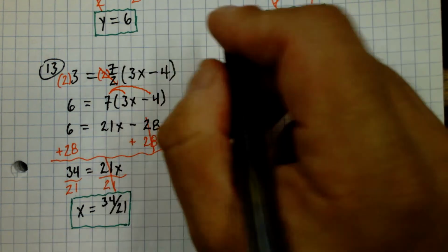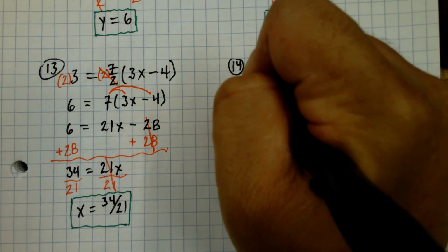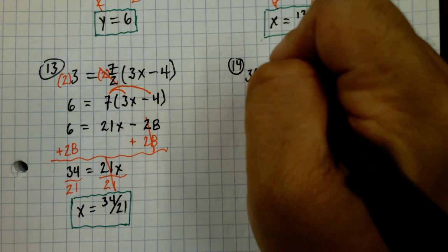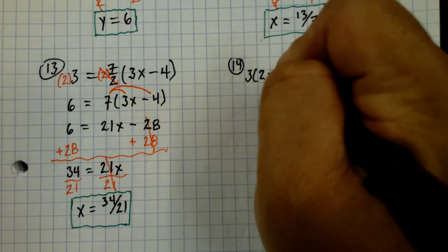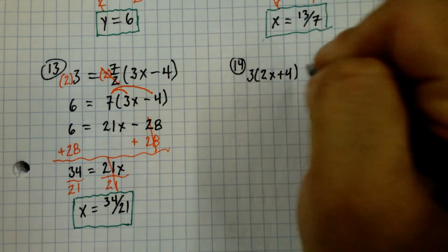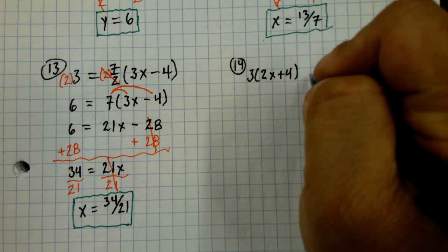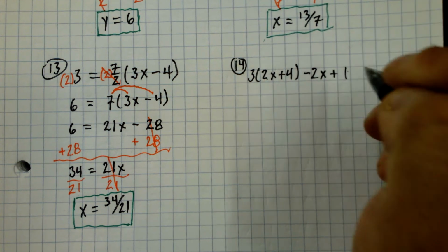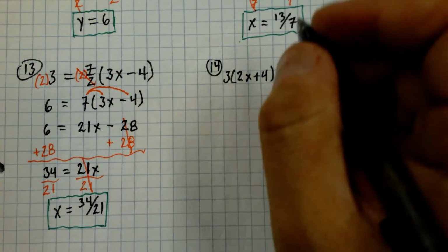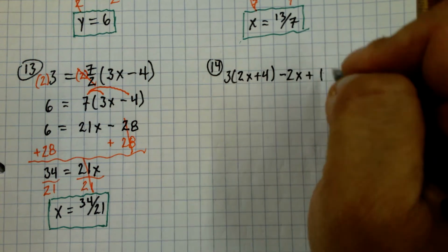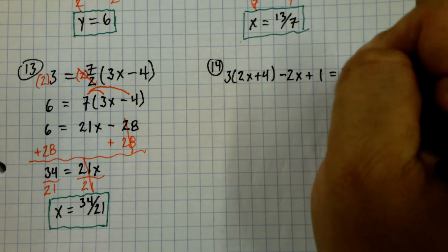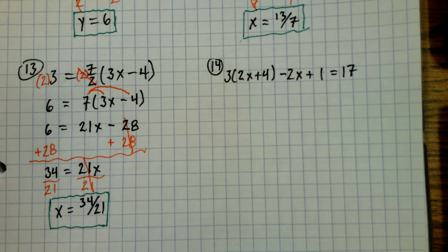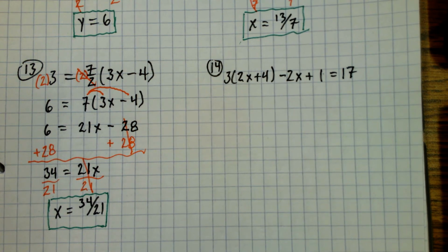Okay, here we go. This one is 3 parentheses 2x plus 4 minus 2x plus 1 equals 17. So go ahead and write that down.